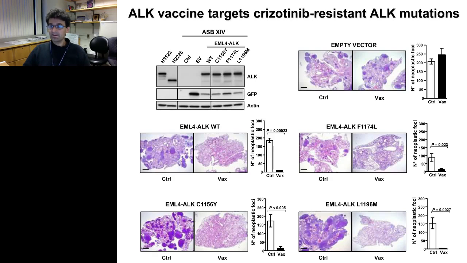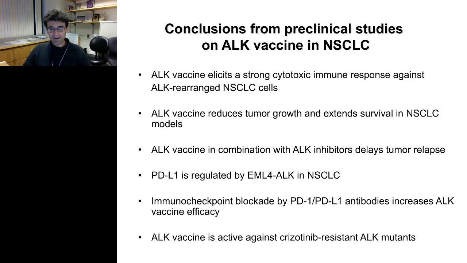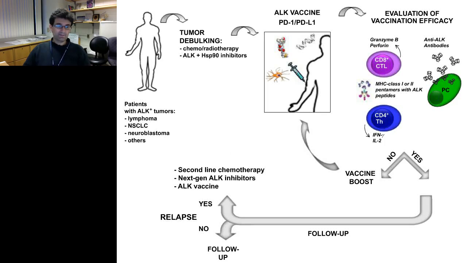So we think that, and I'm going to the final slides in which I summarize the points, that ALK elicited a strong immune response also against lung cancer cells, reduced tumor growth, and can be combined with ALK inhibitors, can be combined with immune checkpoint antibodies, and importantly is active against crizotinib-resistant mutants. And finally, this is the final slide in which we think that this could potentially be the future therapeutic strategy, in which we have any ALK-positive tumor.